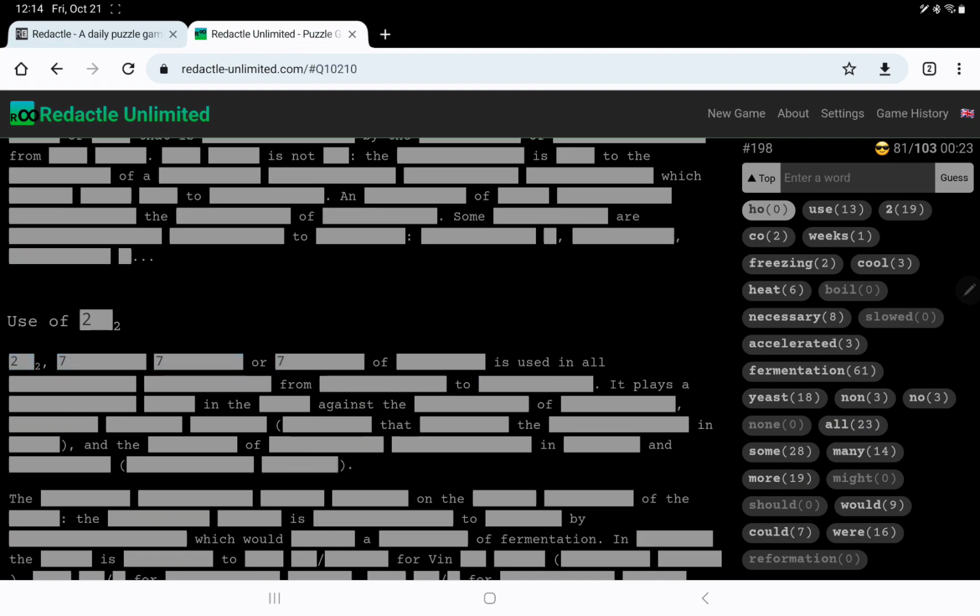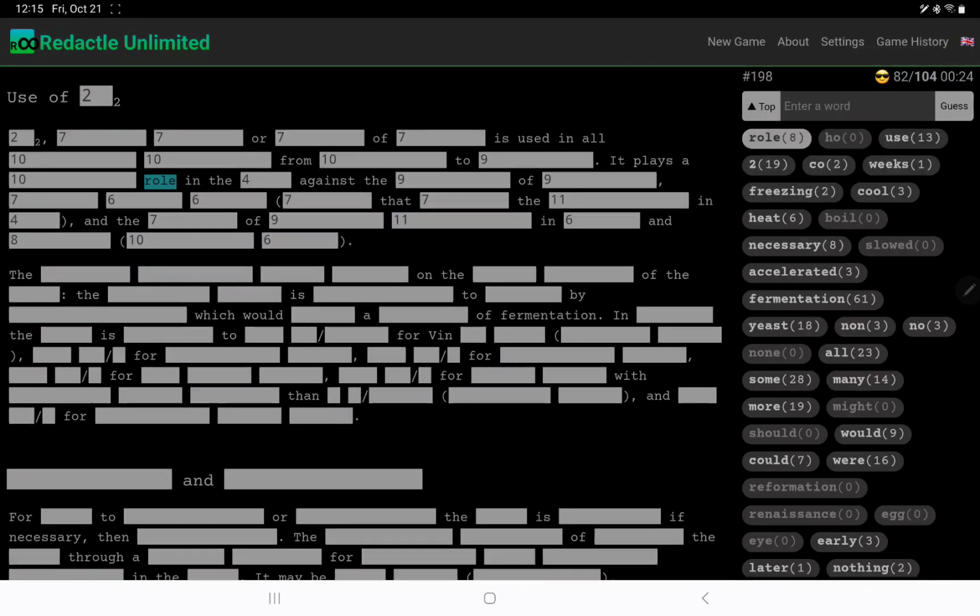Something, also known as 7-7. Are 7 of 7 is used in all 10-10 from 10 to 9. It plays a something role in the something against the 9 of 9. The 7 of 9, 11 in 6 and 8. Wow. For then.